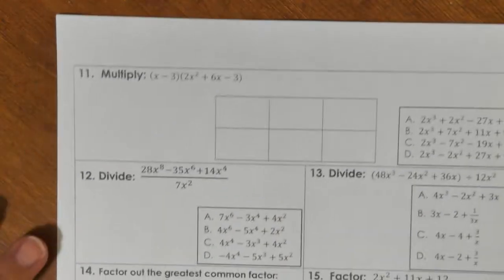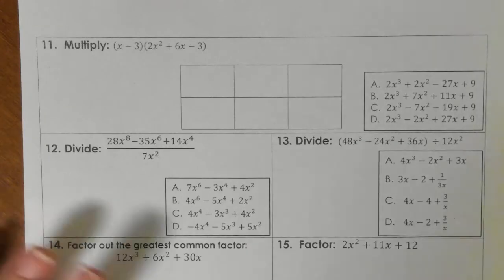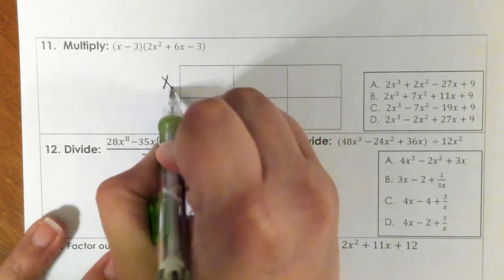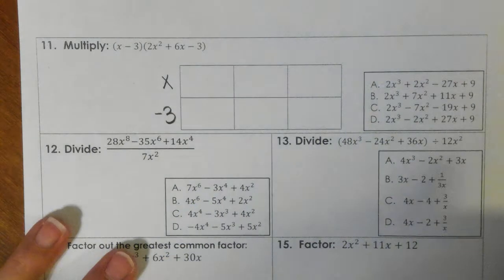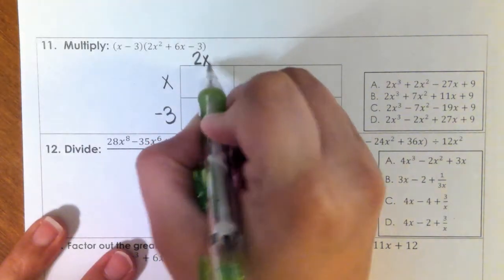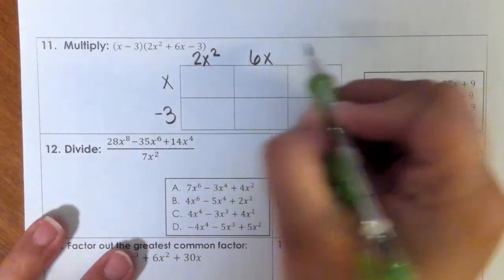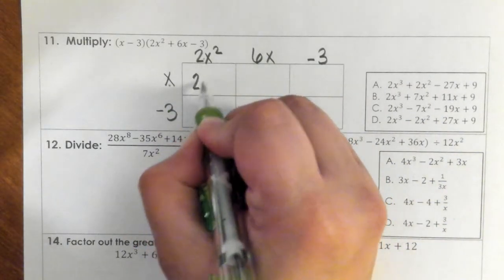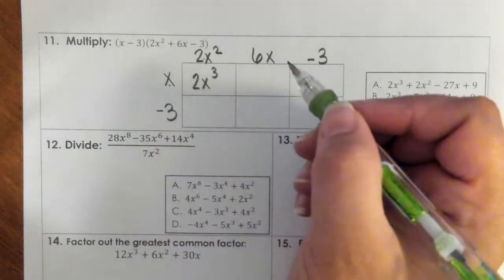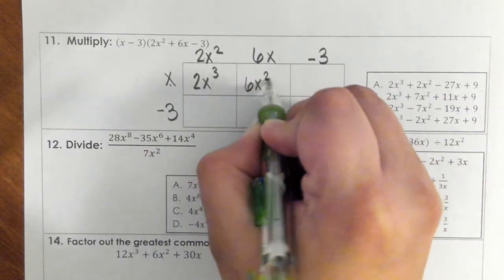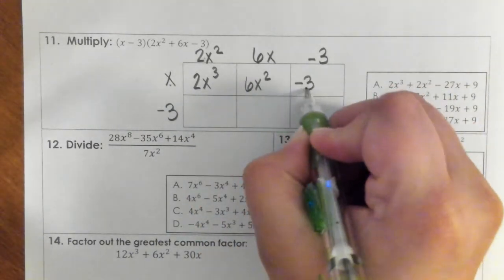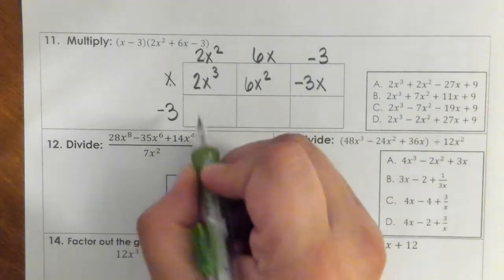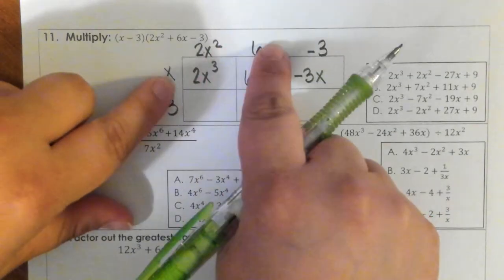For number 11, we will be working with a 2 by 3. So x and negative 3 to the side. 2x squared, 6x, and negative 3 at the top. So this combines to be 2x to the third, 6x squared, negative 3x. So I just did x times each one of those.